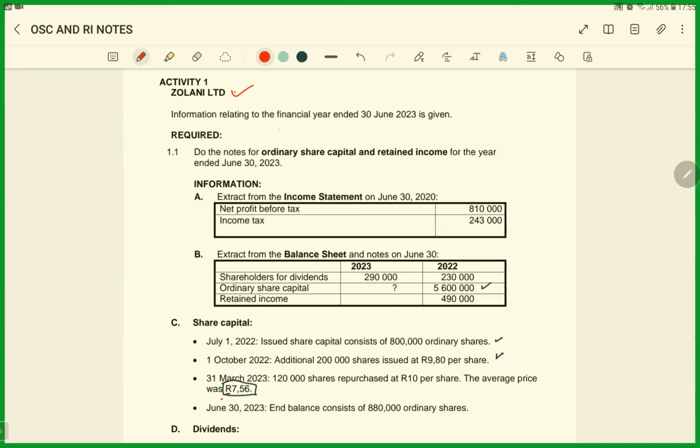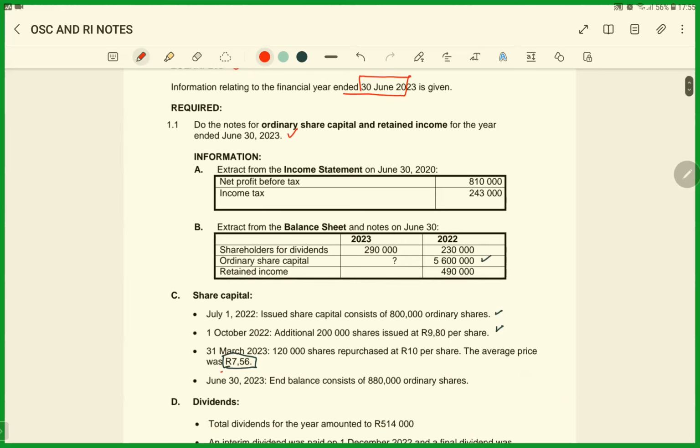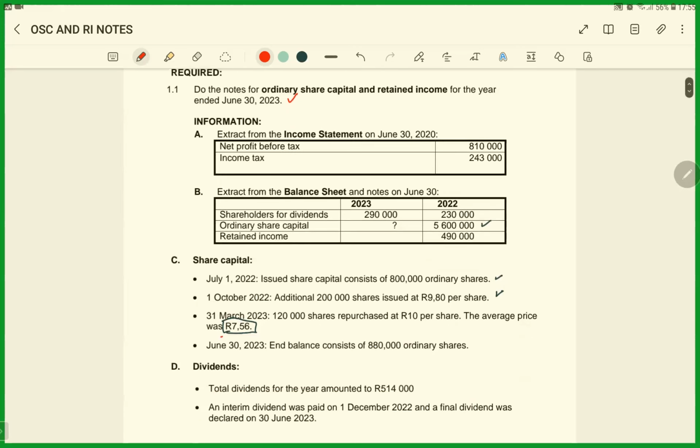Then we are told that the information relates to the financial year ended 30 June, so the end of the financial year is 30 June 2023. We are told to do the notes of the ordinary share capital and the retained income for the year ended 30 June. This is what is required of us. But the information here is an extract from the income statement. Now you start to ask yourself, why are they giving me information from the income statement?